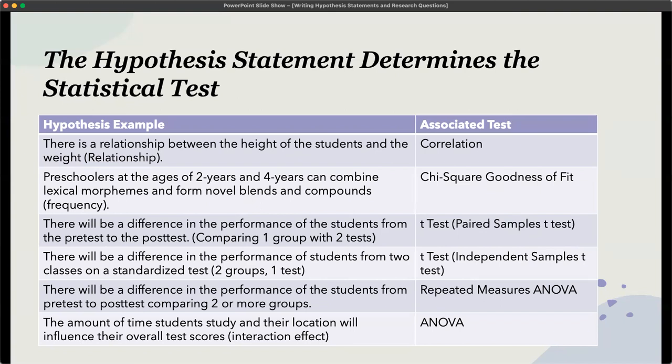And the last one: the amount of time that students study and their location will influence their overall test scores. So we've got a test, but we've got variables of interest that are the amount of study time and the geographical location. So in this case, we're going to look at an ANOVA. In other videos, I'm going to walk through exactly what these tests are, so you don't really need to worry about that for this video. This is just an example of how the hypothesis statement tells you which test you're using.